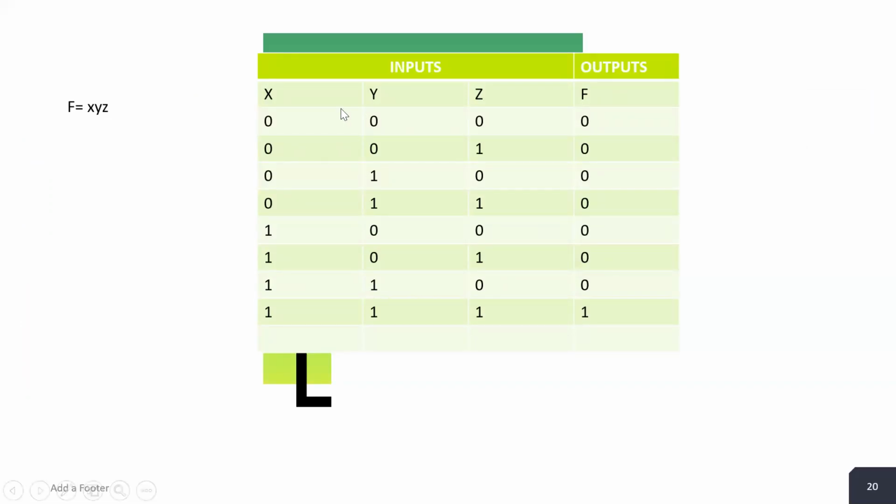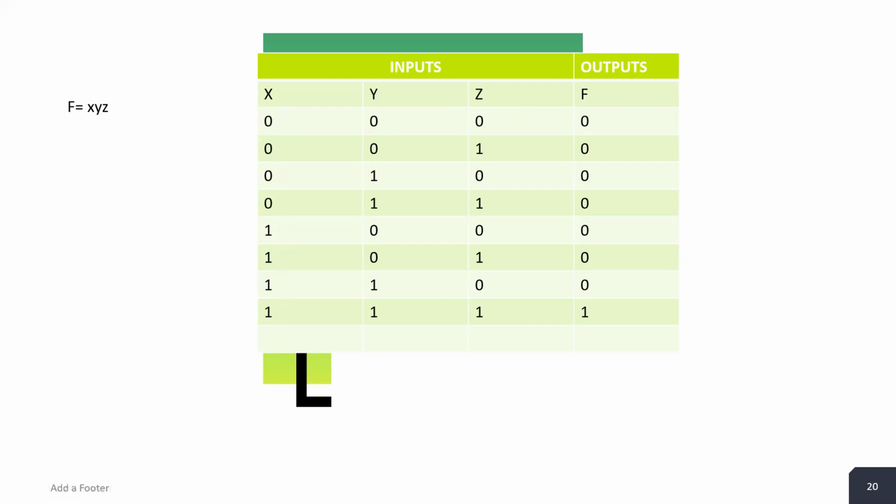Suppose this is a truth table. This is the AND gate equation x, y, z. In this we have the 3 inputs, x, y, and z, and these are the AND gate, multiplying x with y and z, where x is one input, y is another, and z is another. Clear? They have 3 inputs. The possible combination is 8. Look, 1, 2, 3, 4, 5, 6, 7, 8.